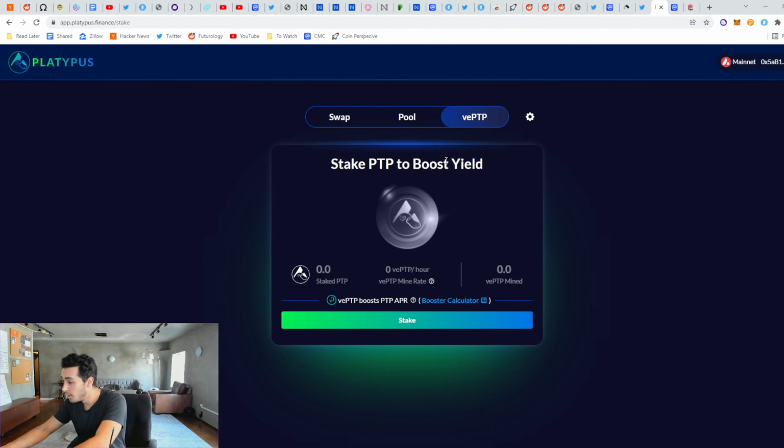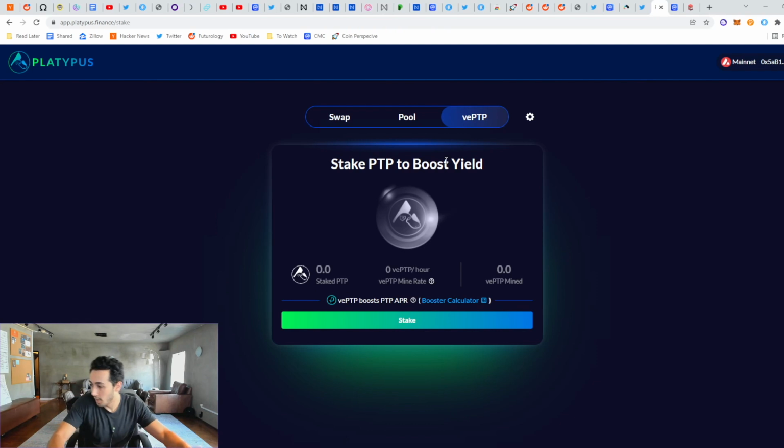So I'm going to give you some examples from my actual account, which is on a different computer. Platypus. Okay, so it's not coming up on Google. All right, there it is. Launch app. Get my MetaMask going. Gotta be on the Avalanche Network or else nothing will work. All right, cool. Now I'm on the Avalanche Network, vPTP.